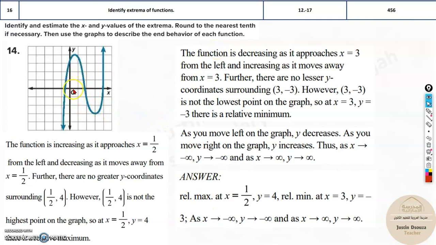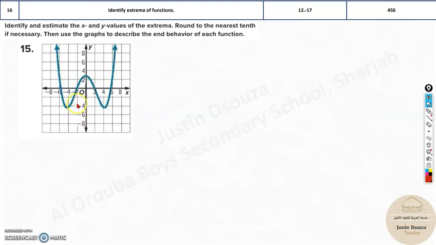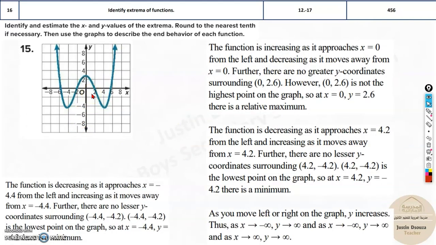The x over here is half and the y value is 4. Here it is at 1, 2, 3, and minus 3. Yes, those are the answers. It's minus 3, and as x goes to positive infinity, y is positive infinity, and when x is minus infinity, y is minus infinity. So please do try. Okay, now look over here.